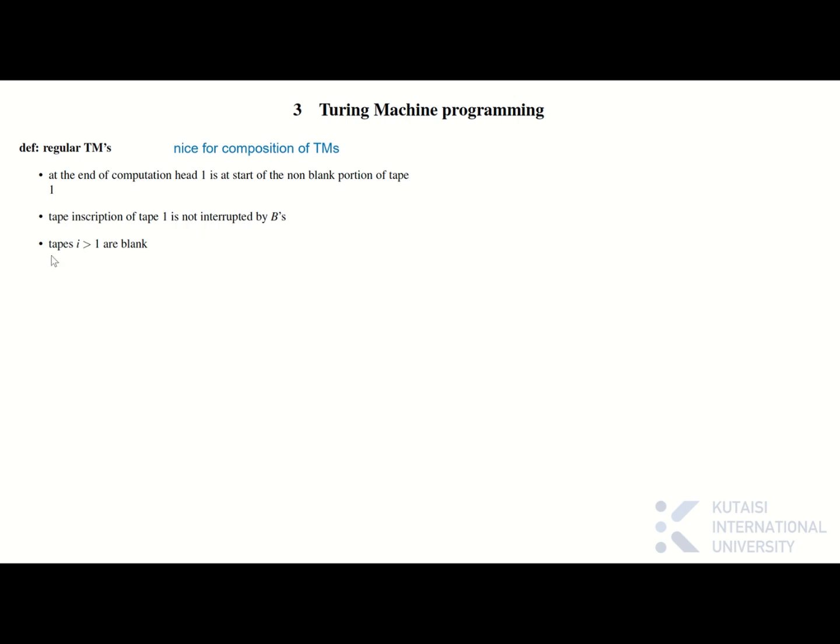And I will assume that all other tapes are empty. So tape 2, tape 3, tape 4 are completely empty. So my regular Turing machine, when I start it, it does something. And when it's finished, only the first tape is occupied, all other tapes are erased. Whatever is written on the first tape is not interrupted by blanks, and the head stands on the first cell of the output.